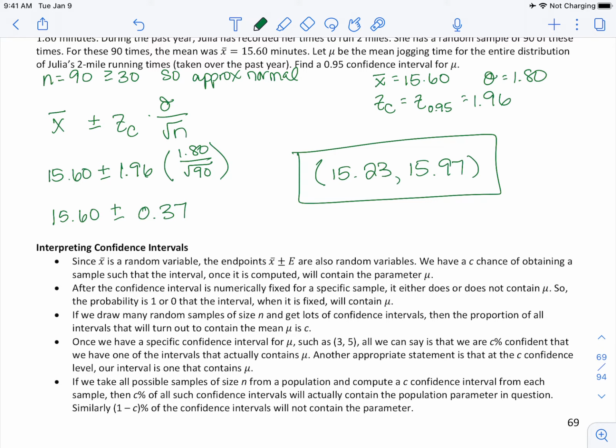Once we have a specific confidence interval for mu, such as 3 to 5, all we can say is that we are C% confident that we have one of the intervals that actually contains mu. Another appropriate statement is that at the C confidence level, our interval is one that contains mu. If we take all possible samples of size n from a population and compute a C confidence interval from each sample, then C% of all such confidence intervals will actually contain the population parameter in question. Similarly, 1 minus C% of the confidence intervals will not contain the parameter.